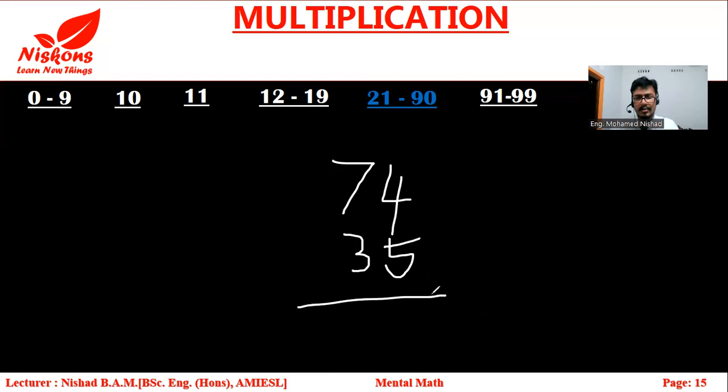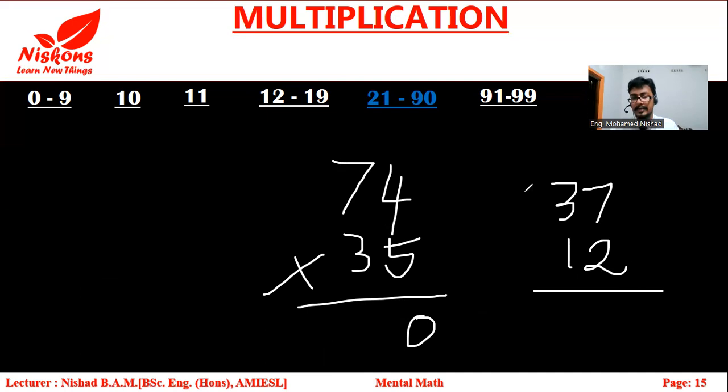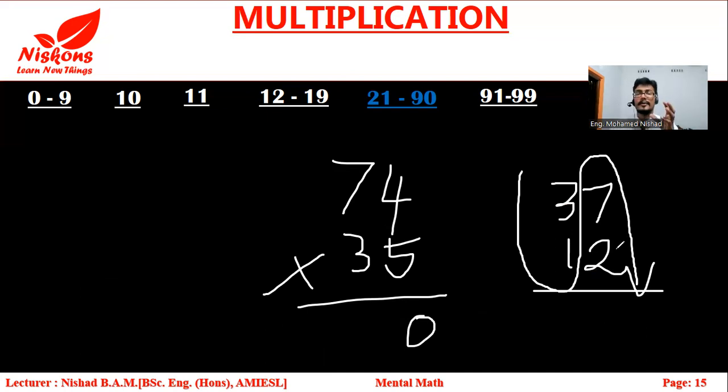Maybe 35. What is the answer? 0, 2, 7 times 5. How much? 35. 35 plus 2, 37. 4 times 3, that will be 12. So 37 plus 12. How can you add that? We have to do that method, right? We have to follow that arrow method. Then only we can do that from our mind, right?